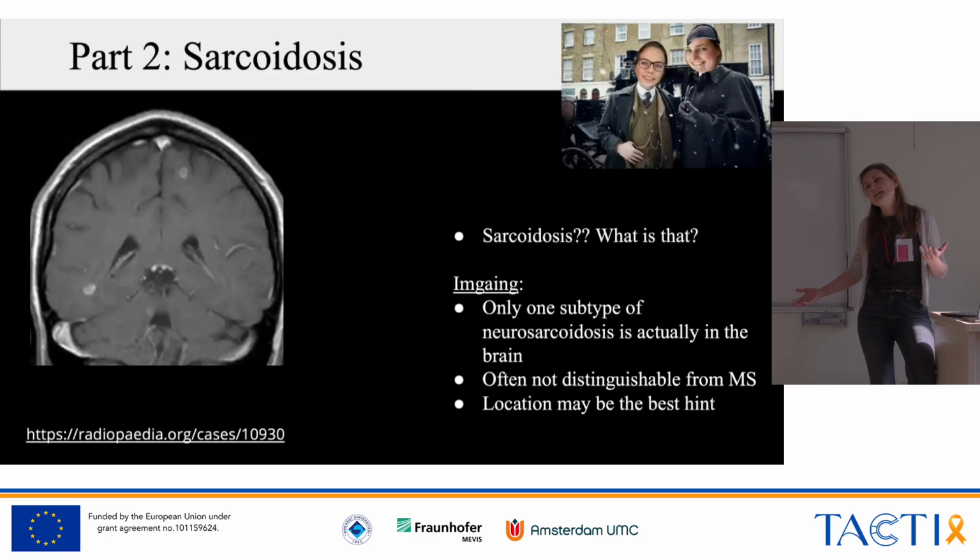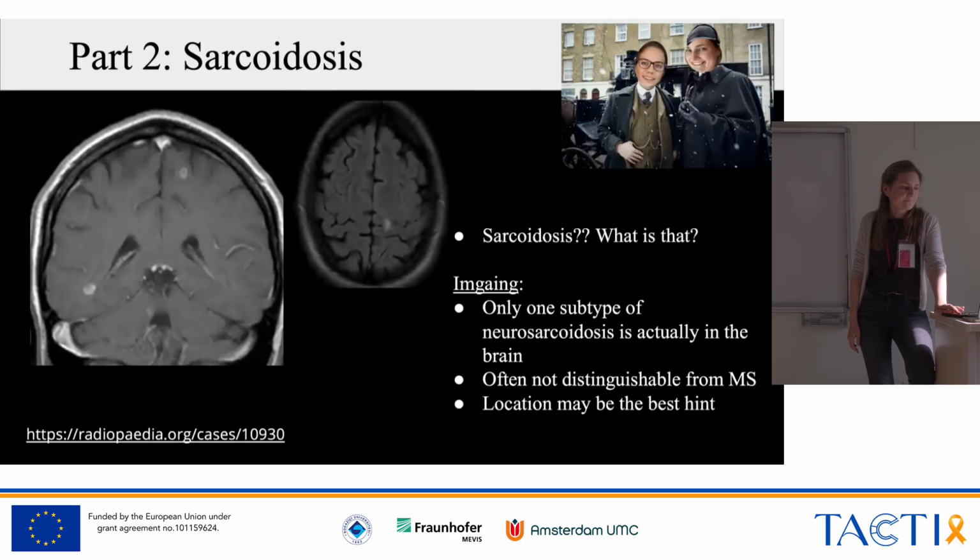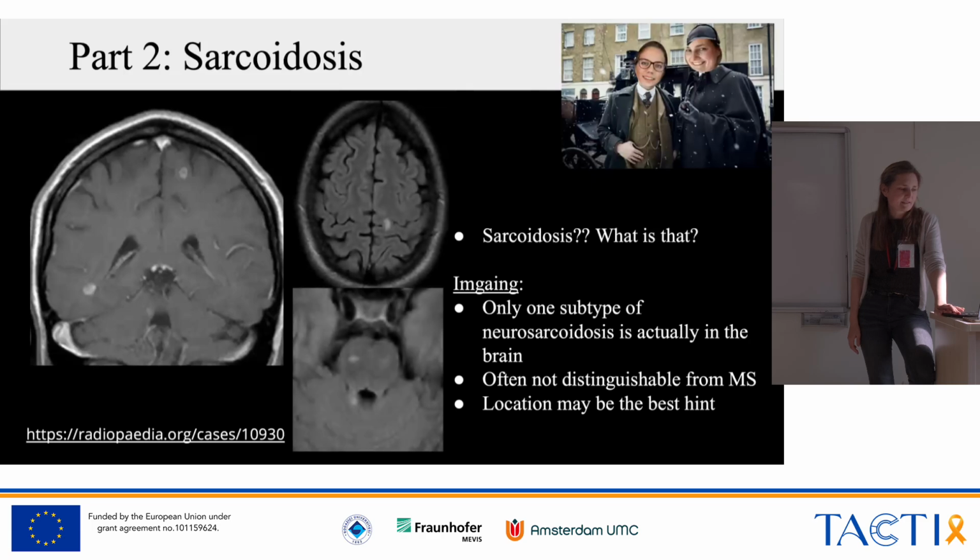Maybe what could be a hint is that sarcoidosis lesions make no choice on where they're located. If anything, they're more basal in the brain, close to the vessels, while MS lesions, of course, have the 5 typical locations. Here, for example, this is also difficult.